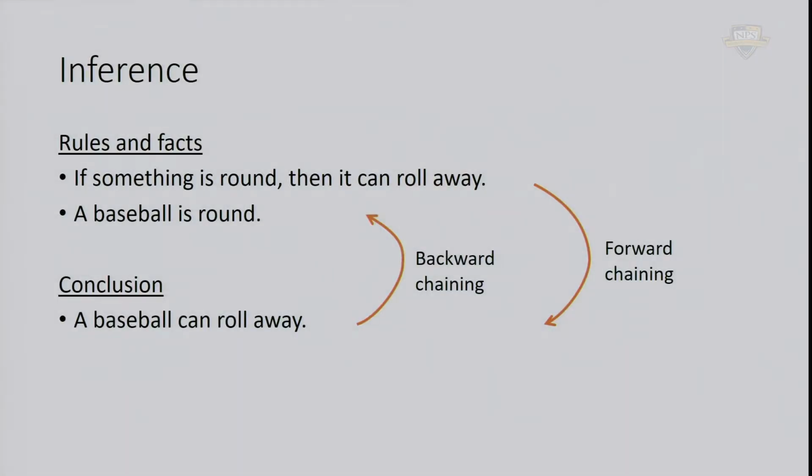So that's backward chaining. The other approach is forward chaining. So we can work from the other direction. We can start with our knowledge base, with the information. If something's round, it can roll away, and a baseball is round. And what new information can we get from that? So starting with our facts and our rules, what can we conclude? Just in general, what new information might I be able to infer from this knowledge base? And so these are primarily the two main approaches to implementing a rule-based system. It's backward chaining and forward chaining.